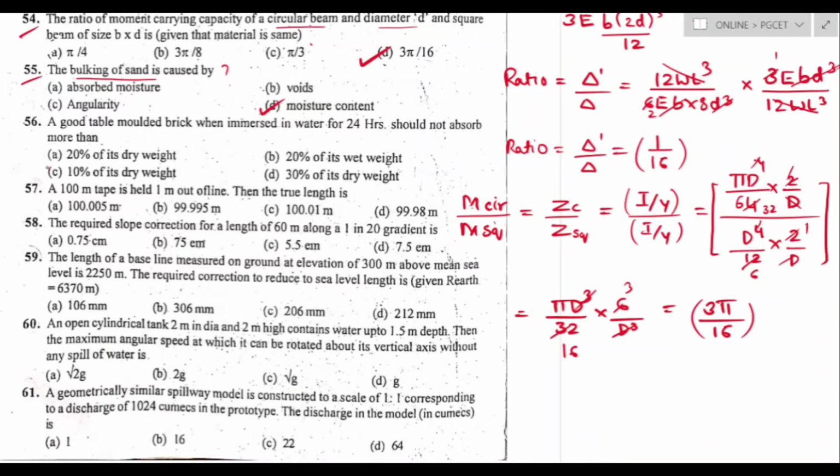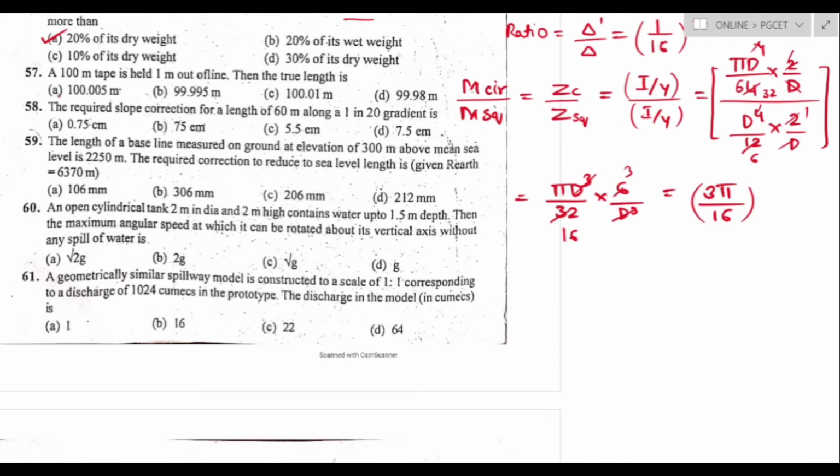Question number 56. A good table molded brick, when immersed in water for about 24 hours, should not absorb more than 20% of its dry weight. So option A will be the right answer, that is 20% of its dry weight.